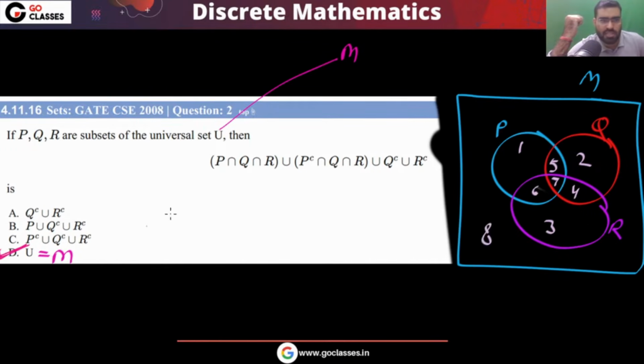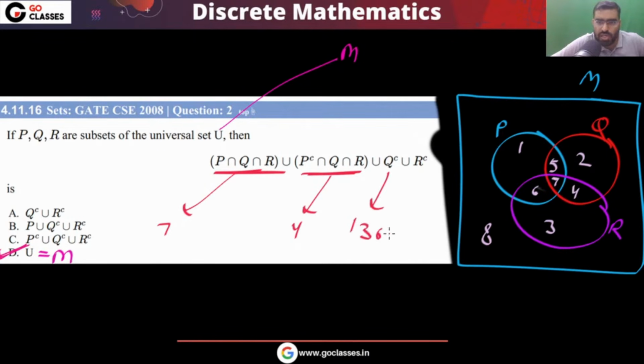Now you can easily see this P and Q and R. This is area number 7. This P complement Q and R means Q and R, but not in P. Q and R means 4, 7, but not in P. So that will be 4. What is Q complement? Anything which is not in Q, so that is this area. And what is R complement? Anything which is not in R. So that is 1, 2, 5, 8.